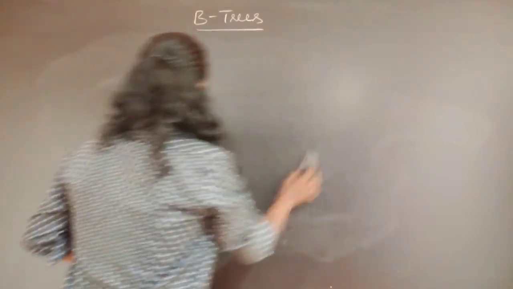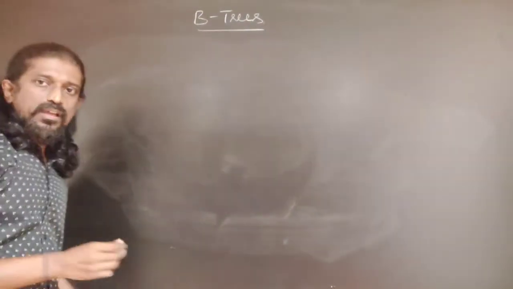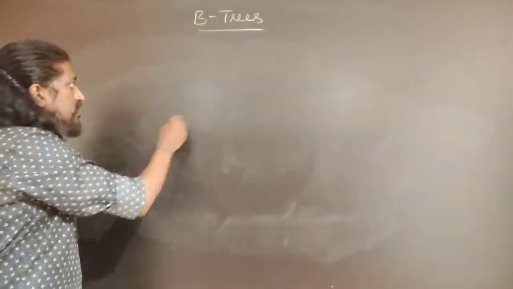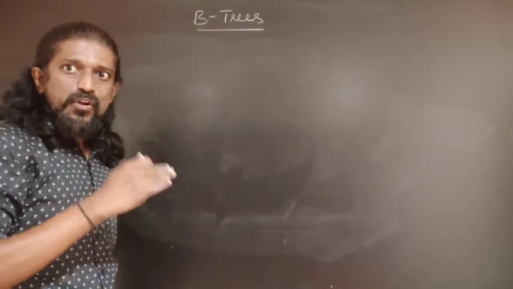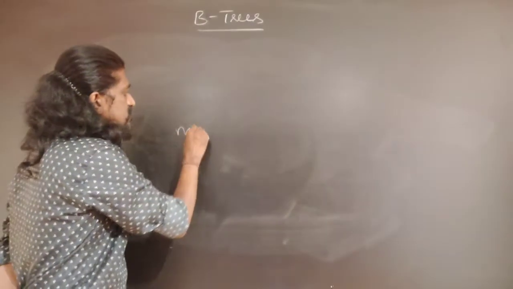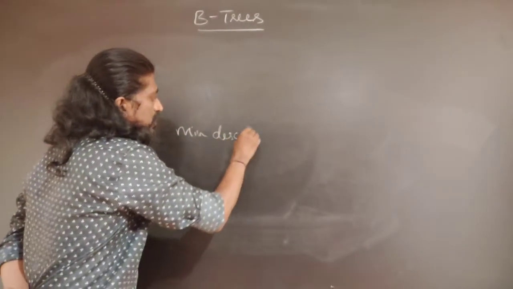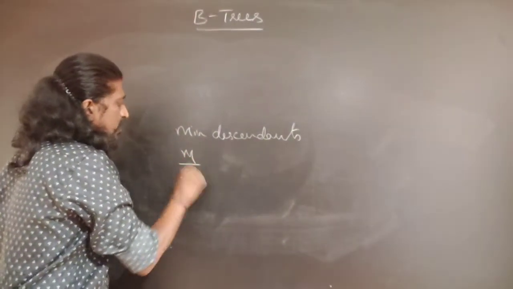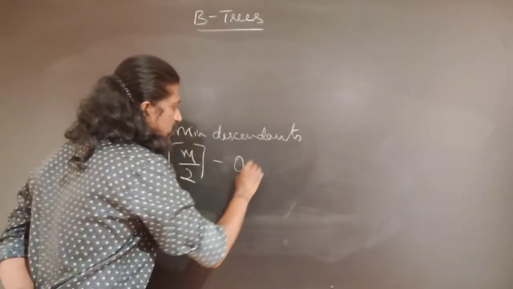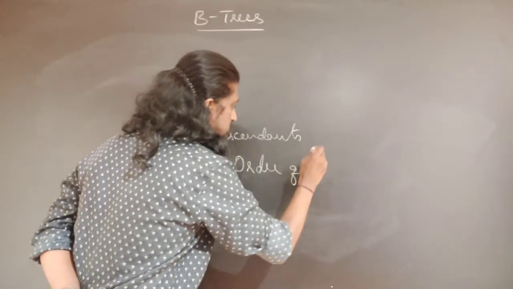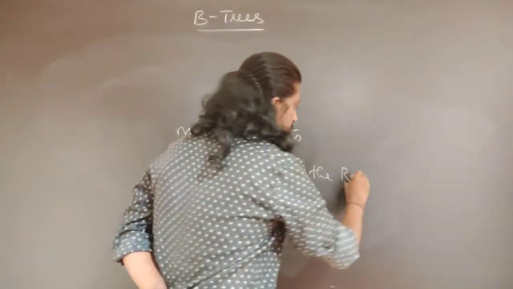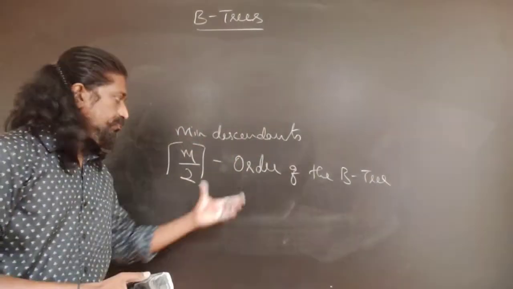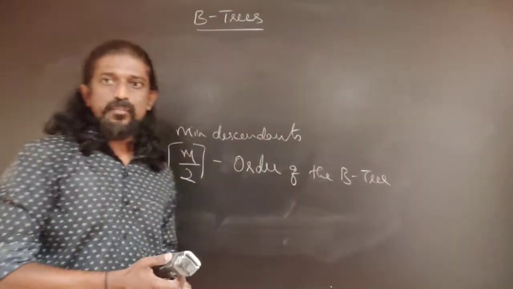So what are the other properties of a B tree? A B tree is a multi-level index, and the minimum number of descendants that a B tree has, m by 2, we call the order of the B tree. The minimum number of descendants present in a B tree is called the order of the B tree.